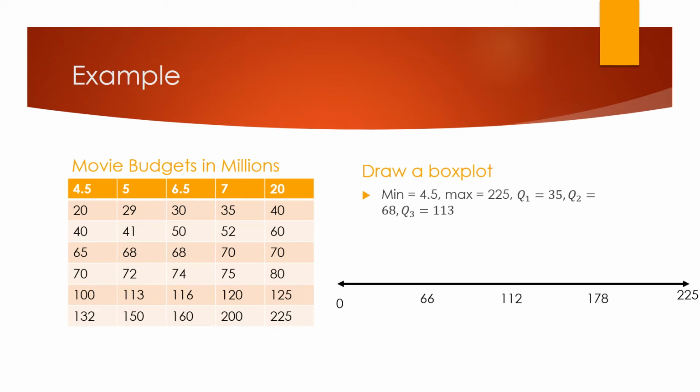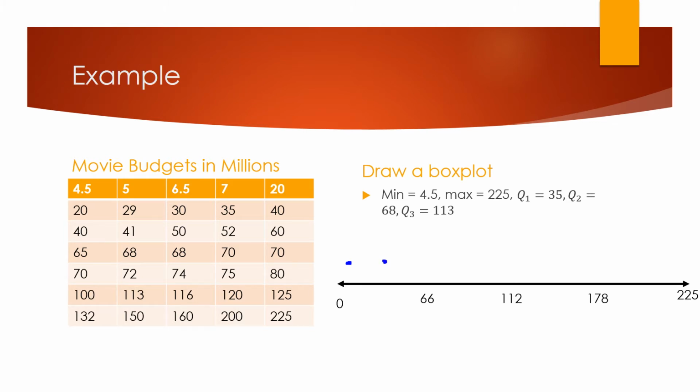I've done that with my minimum of 4.5, my maximum of 225, my first quartile being at 35, second quartile at 68, and third quartile at 113. So the next thing I want to do is put dots on a number line at all of my spots with the 5-number summary. 4.5 is going to be somewhere down here on the left, followed by 35, which will be somewhere right about halfway in between 0 and 66.